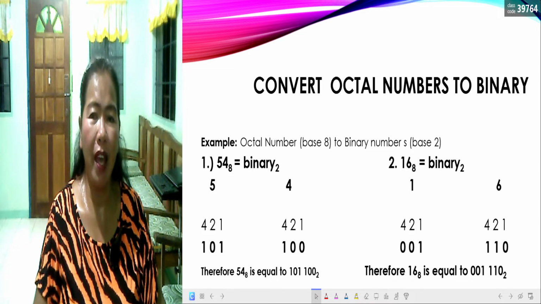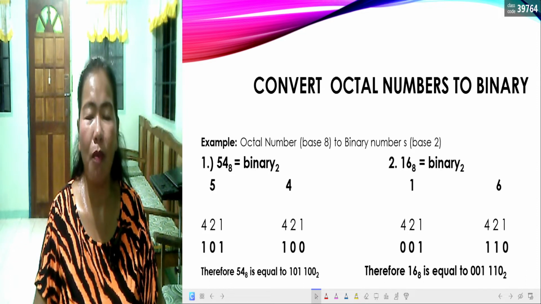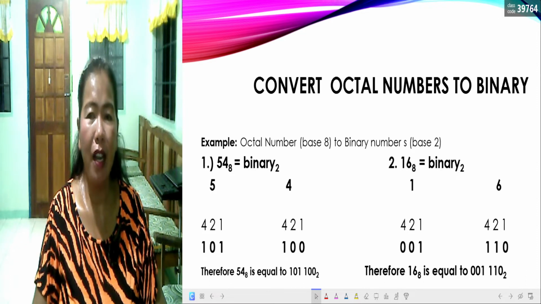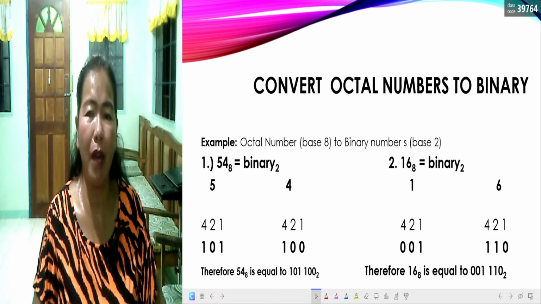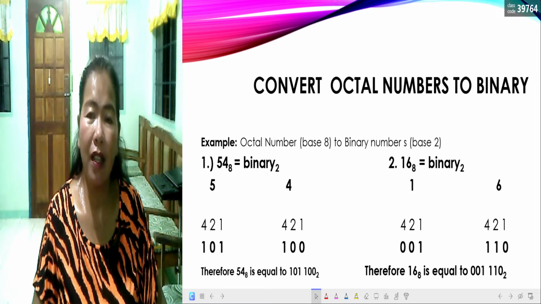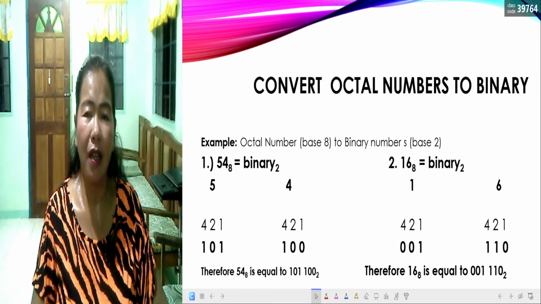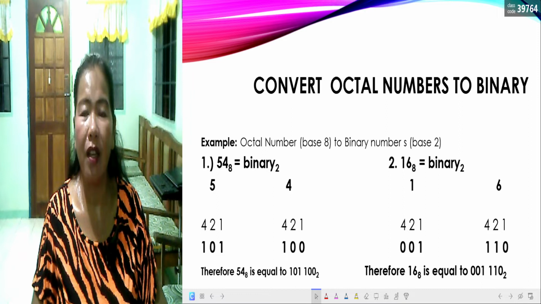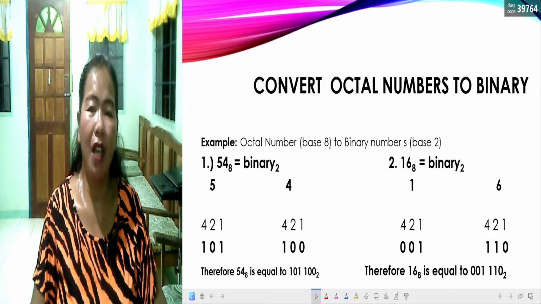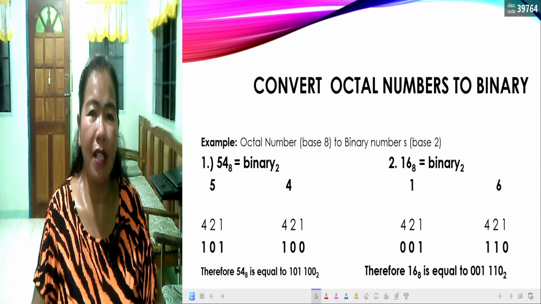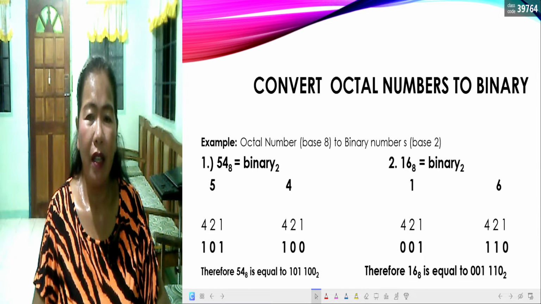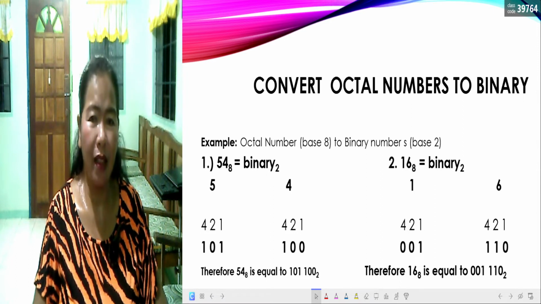Then for 6, we have 4 and 2 that compose 6. Those should be 1, so that when you multiply 4 by 1 and 2 by 1 and add all their products, that results to 6. Okay. So the binary equivalent of 16 in octal is 001 110. So that's it.